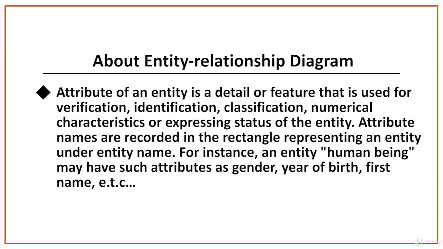An attribute of an entity is a detail or feature that is used for verification, identification, classification, numerical characteristics, or expressing the status of the entity. Attribute names are recorded in the rectangle representing an entity, under the entity name. For instance, an entity human being may have such attributes as gender, year of birth, first name, etc.